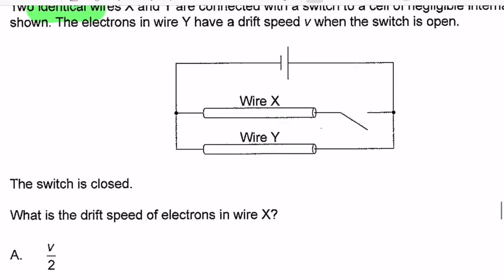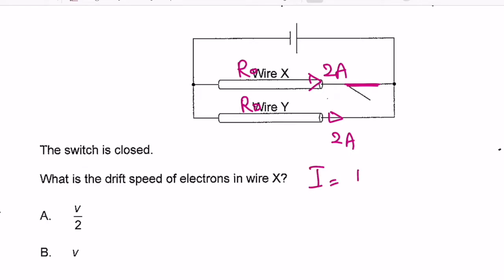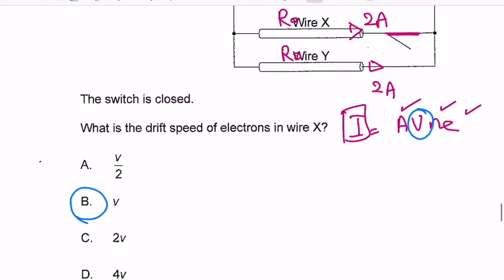Background knowledge is that the components of parallel circuits are independent of each other. What I mean is, example, let's say there's 2 ampere current. If you close this circuit, as this resistance and this resistance are identical, this also will get 2 ampere current. These are independent entities. So based on that, as current is n A v e, the material is the same, charge of an electron does not change, identical wires, so drift speed also has to be the same. Answer is B.